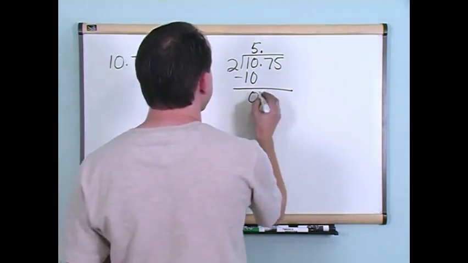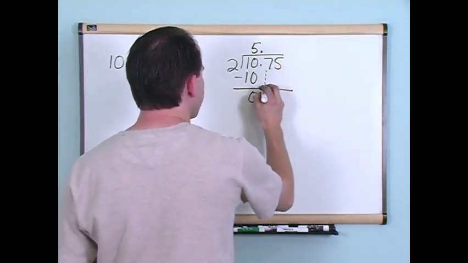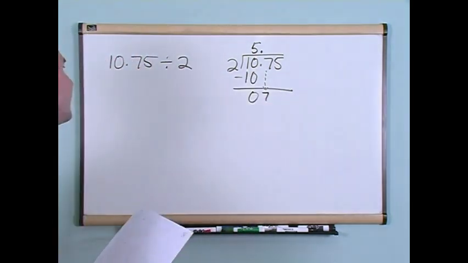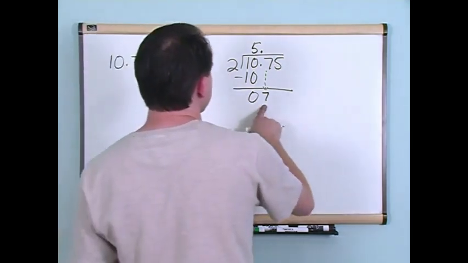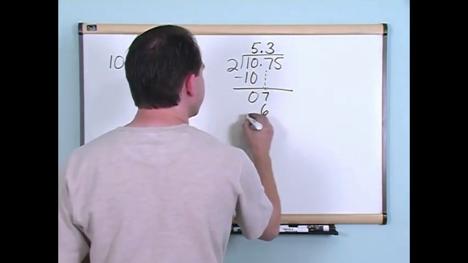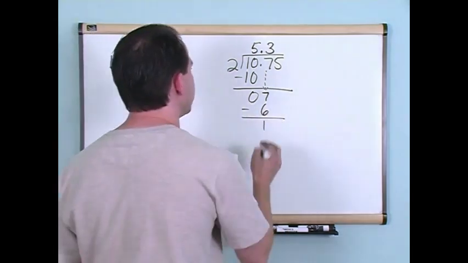You're going to get a 0 here, and you say, well, can 2 go into 0? No, it can't. But I go ahead and I drag my 7 down. Notice I'm not doing anything with the decimal under here. Can 2 go into 7? Yes, it can. 3 times, because 3 times 2 is going to give me 6. And again, I can subtract. And I bring a 1 down.